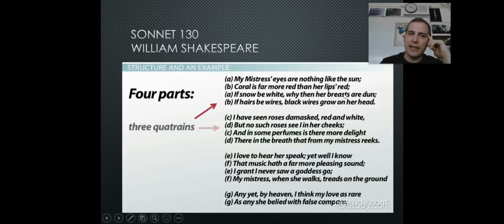And so what it looks like is this, right? This is Sonnet 130 by William Shakespeare. My mistress's eyes are nothing like the sun. Coral is far more red than her lips' red. If snow be white, then her breasts are dun. If hairs be wires, black wires grow on her head. I have seen roses damasked, red and white, but no such roses see I in her cheeks. And in some perfumes is there more delight than in the breath that from my mistress reeks.